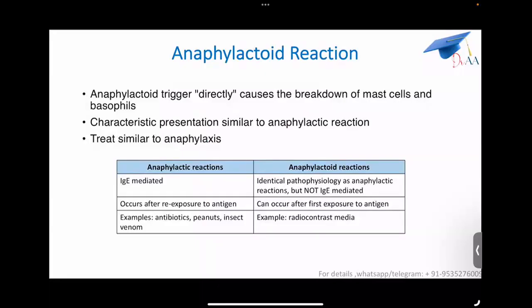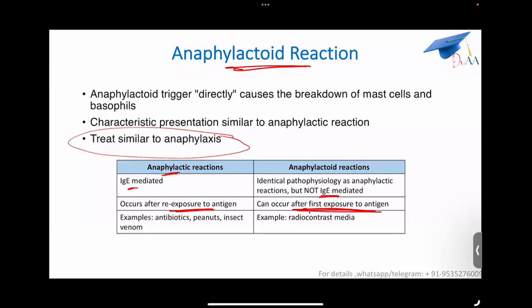As we are talking about anaphylaxis, what is an anaphylactoid reaction? It is very much similar to anaphylaxis. The treatment also remains similar to anaphylaxis. The main difference here is it is not IgE mediated. That means it doesn't require a first exposure to the antigen. In anaphylaxis, a first exposure to the antigen is always required. It's the second exposure where your system reacts very abruptly, causing the anaphylaxis.